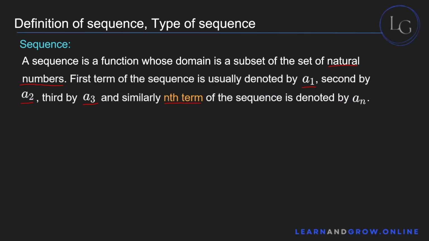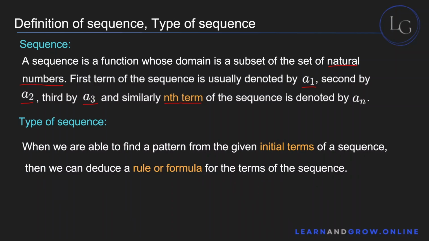So for example, if n was 6, the sixth term of the sequence is denoted by an, and since n is 6, the sixth term is denoted by a6. So that's that. And what's the type of a sequence?